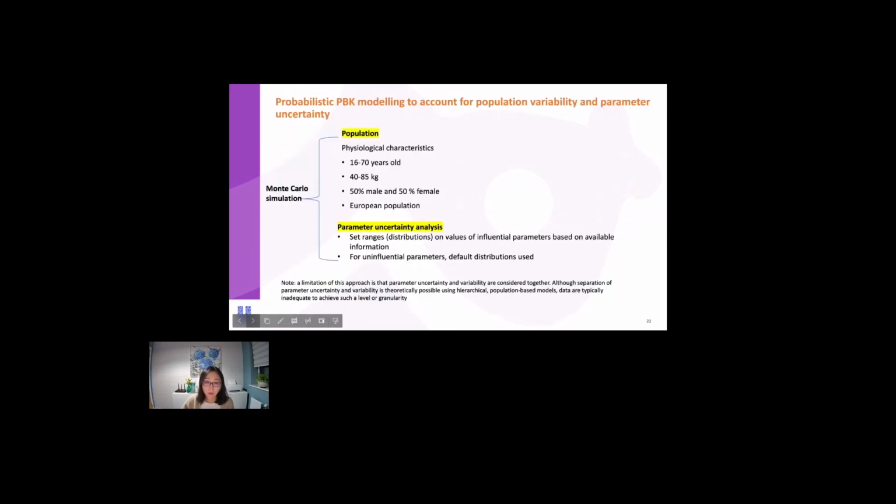In order to account for those different sources of uncertainty, we could perform this probabilistic PBK model, by setting a population of interest, as shown here, and also for chemical-specific parameters, we can set ranges of those parameter values. Can you go to the next one?